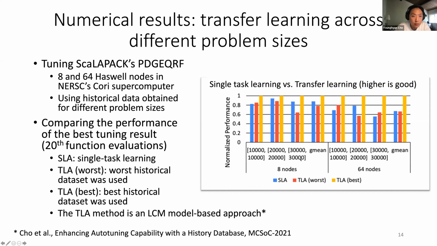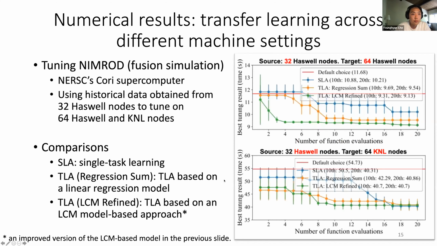Excuse me. So the x-axis here represents the different scenarios, and the y-axis represents the performance after the tuning. And here, if you look at the geometric mean of these options, you see that transfer learning best can actually achieve about 40% improvement compared to the single task learning. And we also have numerical results for transfer learning across different machine settings.